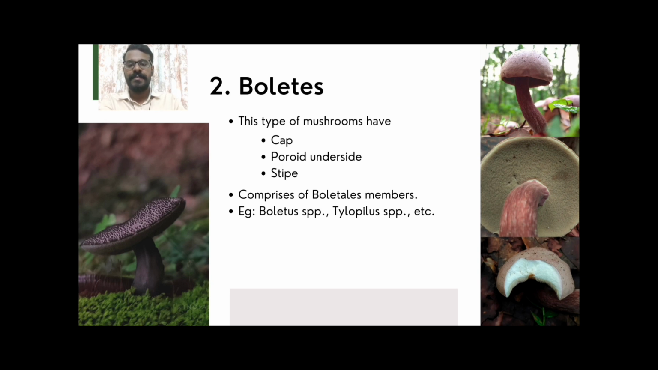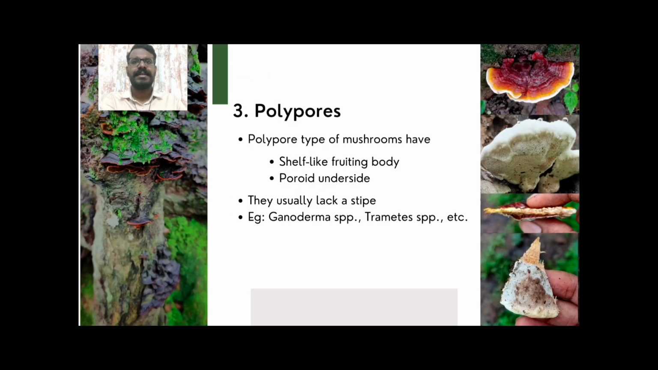On the left side, the image that you see is of an Indoporus species, Indoporus shoriae. Commonly, these boletes are mycorrhizal in nature, most of them. Next type of stature is polypores. Polypores are similar to boletes because they have a poroid underside, but they do not possess a distinct cap and stipe structure. They form a shelf-like fruiting body.